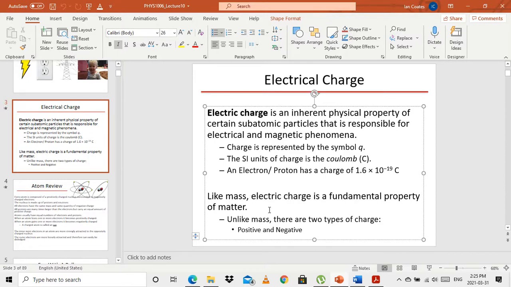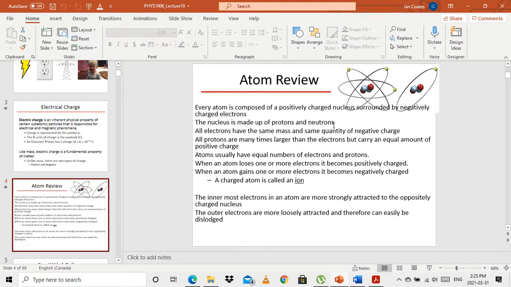Like mass, electric charge is fundamental throughout all matter. And unlike mass, there are two types of charges. There's a positive and negative charge. Not so with mass.